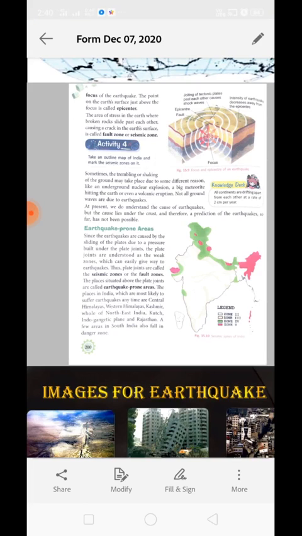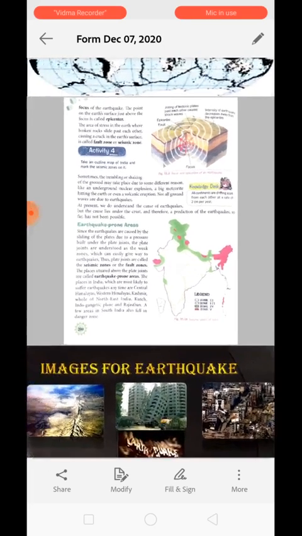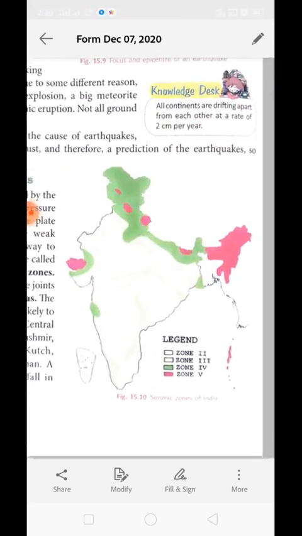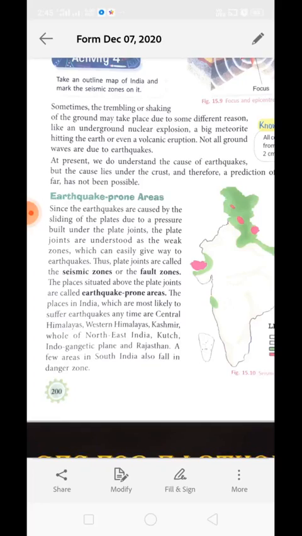Okay, the places in India which are most likely to suffer earthquake anytime are Central Himalayas, Western Himalayas, Kashmir, whole of Northeast India, Kutch, Indo-Gangetic Plains and Rajasthan. A few areas in South India also fall in the danger zone.